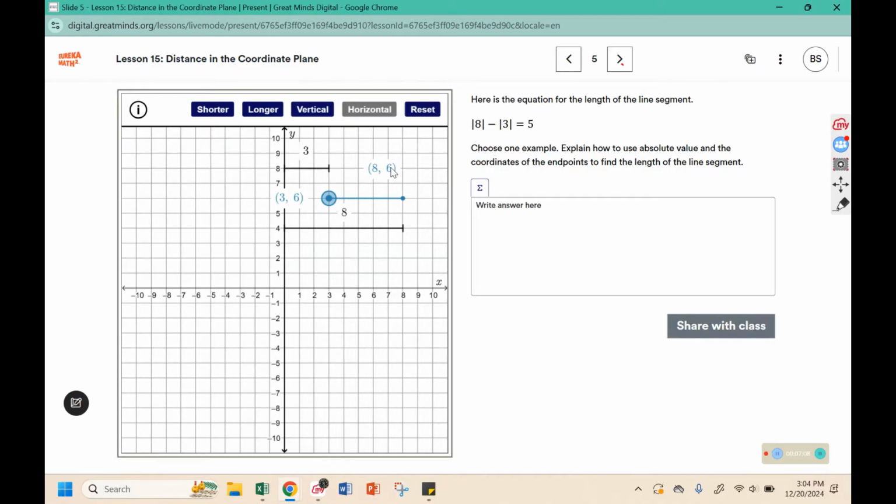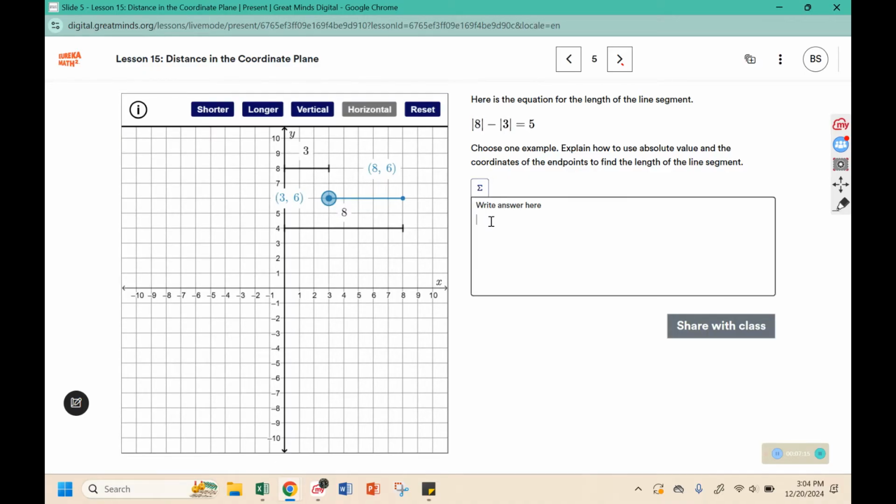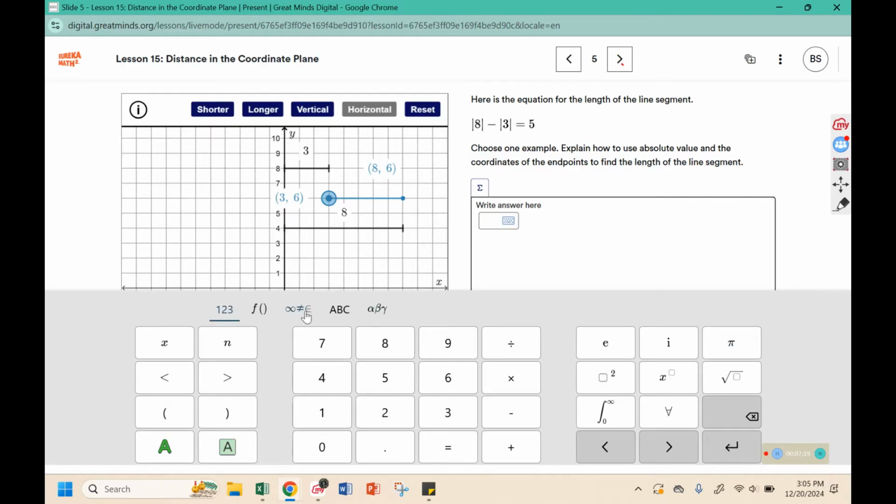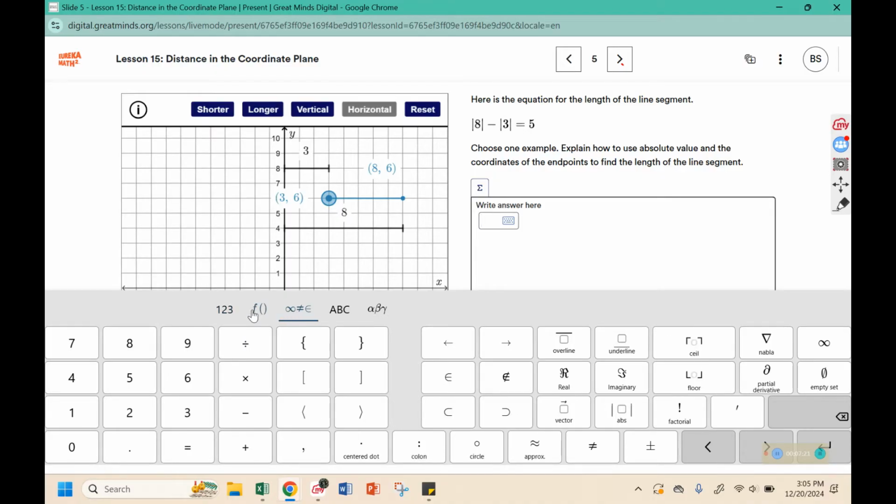We look at the piece that doesn't match. So 6 is a match, so we're going to use the 8 and the 3. And if you click this button, it allows you to pull up the toolbar so you can use the absolute value bars and say the absolute value of 8 minus the absolute value of 3, the part that doesn't match, equals 5. And you can see that the line segment is 1, 2, 3, 4, 5 long.